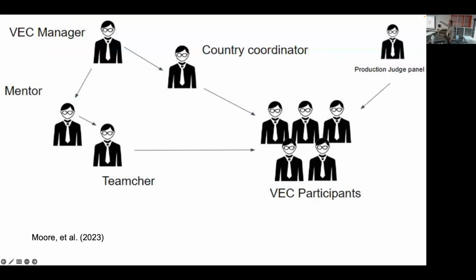The VEC manager is the person who created and organized the whole project back in 2018. That's Professor Christine Evin of Rennes University. The mentor there, the teacher, the participants, and the country. There's a country coordinator for each country involved in the competition.